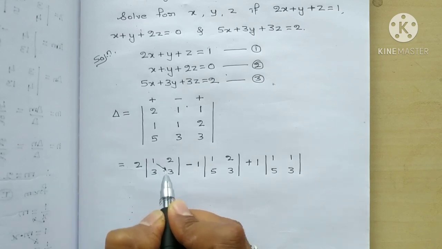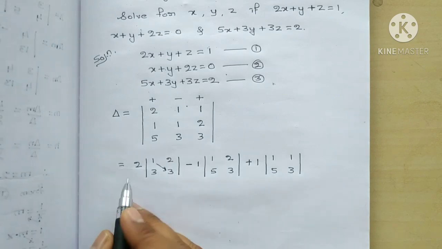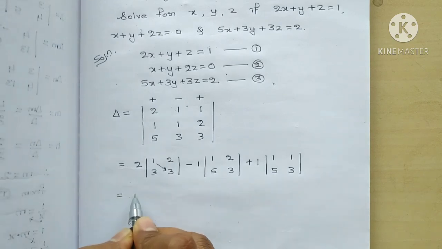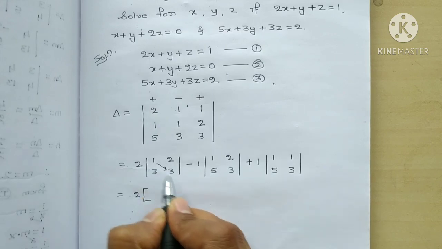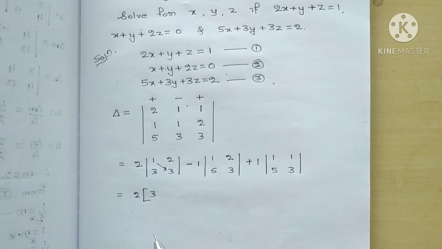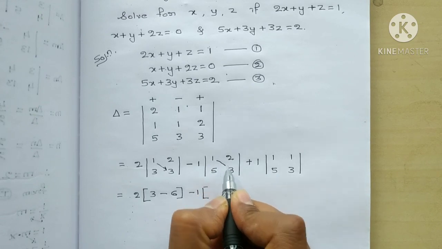You have to do the cross multiplication. So which is equals to 2, I am going to keep it as it is in bracket. 1 into 3 is 3. Middle always with sign minus. 3 into 2 is 6. Next, minus 1, keep it as it is, again in bracket. Again these two you multiply.